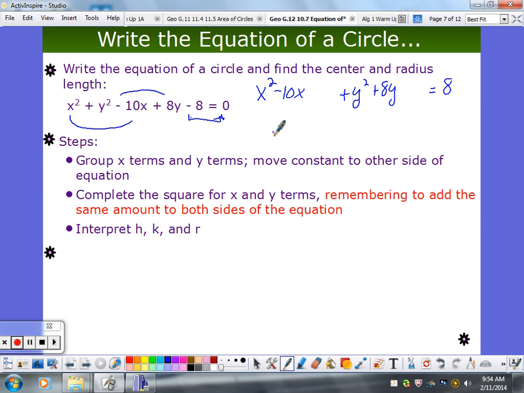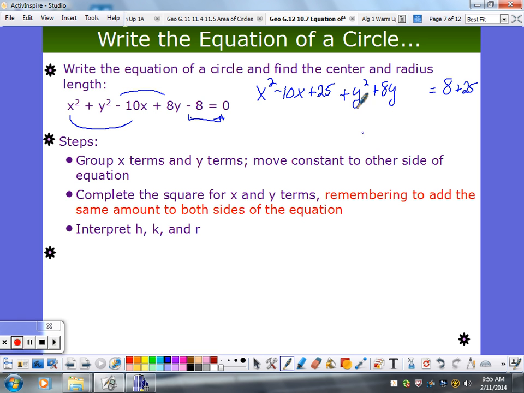Well, here's why I did that. I want to complete the square on this guy. So you have x squared minus 10x. What am I going to add? 25. Half of 10 is 5. Square it. Okay? If I add 25 to one side of an equation, what do I have to do to the other side? I have to add 25, right? Now it's still in balance.